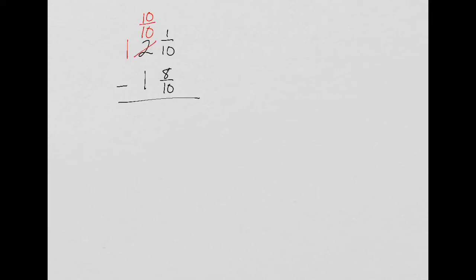Okay, now this 10 plus this 1 now becomes 11/10. So we have 11/10 minus 8/10 is 3/10. And then now we can subtract our whole numbers. 1 minus 1 is nothing. All right, and that is how we're going to do this.